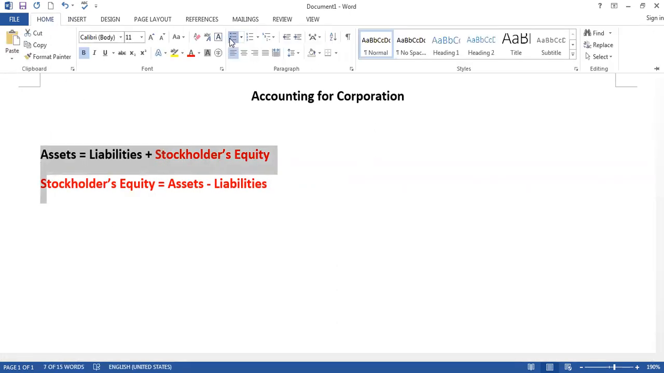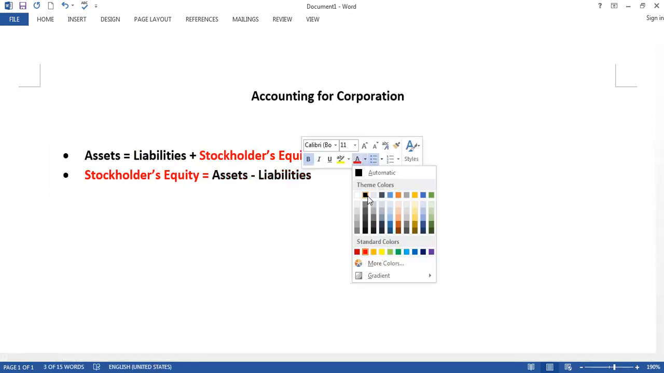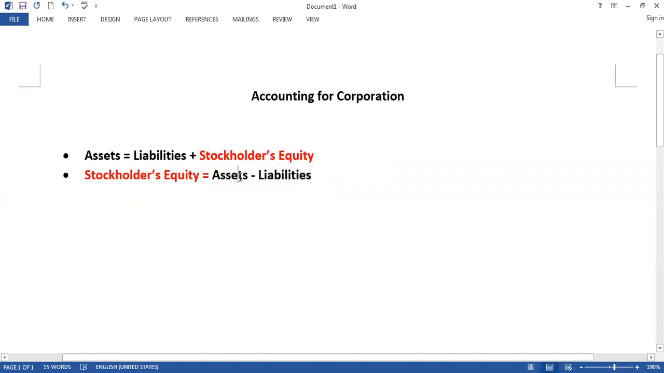So how to explain this equation? It means that after paying all liabilities from assets. So you have assets, for example, $100,000, and from this asset, we have to pay our liabilities first. For example, liabilities are $30,000. So we are going to pay our liabilities from assets, and the remaining goes to stockholders' equity.